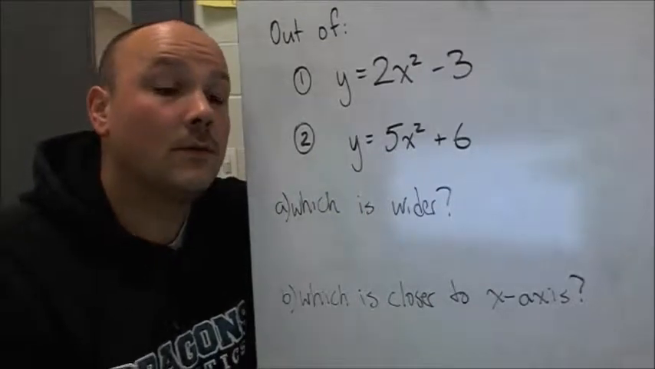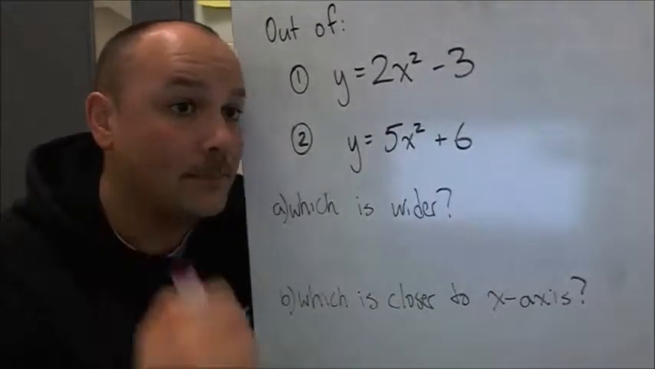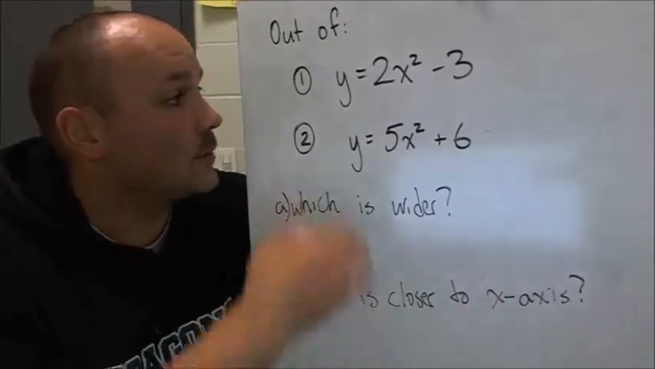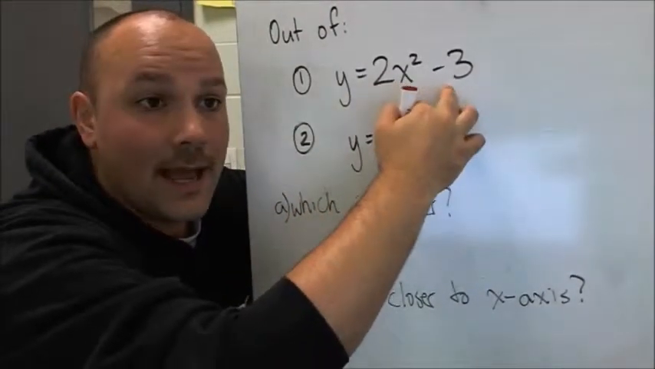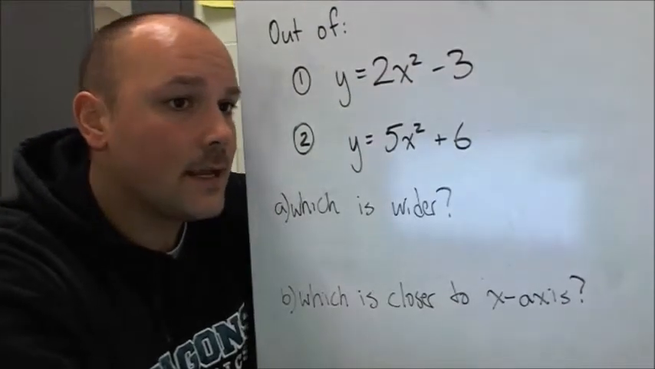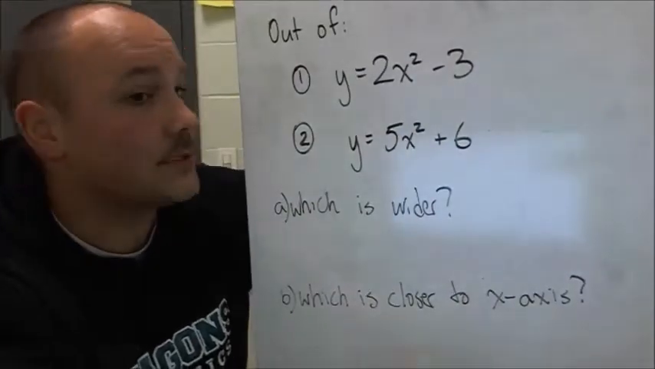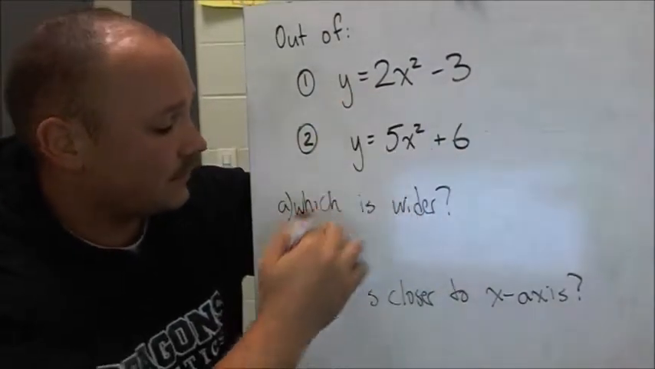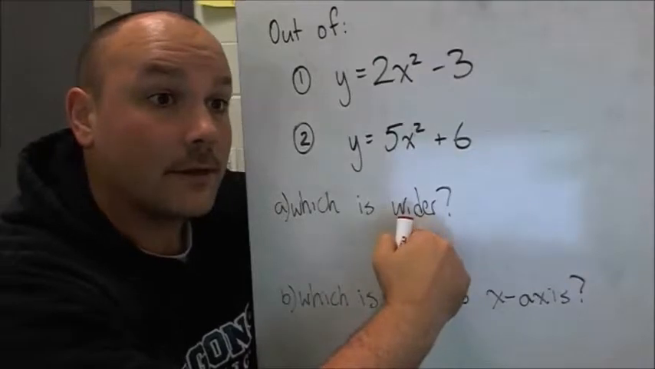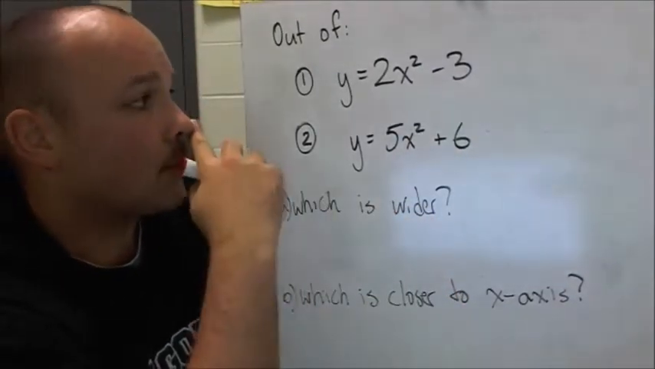Hey, so I just want to talk a little bit about a few examples using quadratics where we're multiplying and adding or subtracting a number. Okay? So the first question is, out of these two examples, which parabola is wider? Okay? So which parabola is wider?